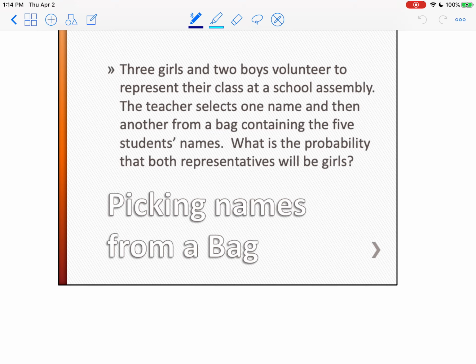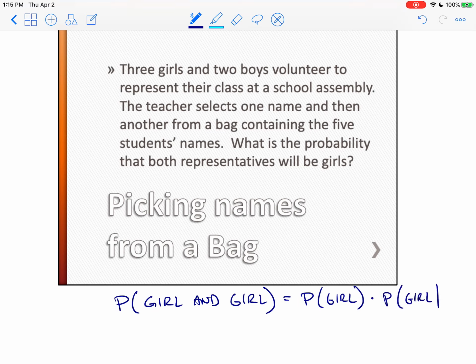Okay, so we know there are 3 girls and 2 boy names in this bag. So we're trying to find the probability that we pick a girl and a girl. That's going to be equal to the probability that we pick a girl times the probability that we pick a girl given that we picked a girl the first time.